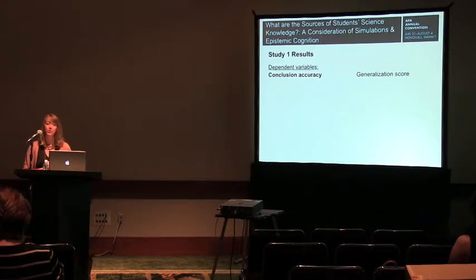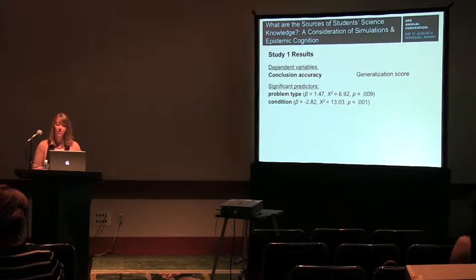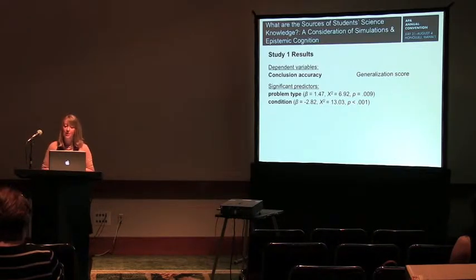So our dependent variables here were their conclusion accuracy scores after conducting or reading about the experiment, as well as their generalization score. I'm not going to discuss generalization score very much today because, for the most part, it mimicked what we got with conclusion accuracy. We found that the problem type, that belief consistent versus the belief inconsistent problem, is actually a significant predictor of conclusion accuracy, as we would expect. They were right on the one that they knew all along, and they were wrong on the one they didn't know. Condition also was a significant predictor.